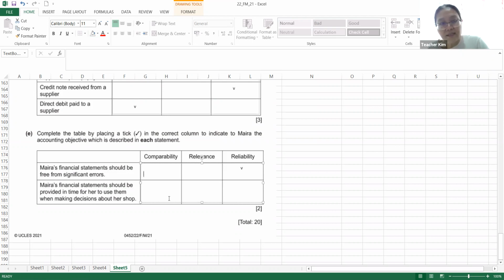Okay. Next is Maria's financial statement should be provided in time for her to use when making decisions about the shop. This is relevance. Information is relevant for her to make decisions.